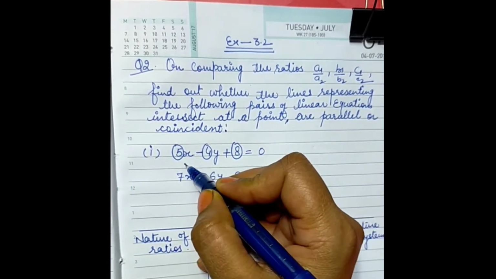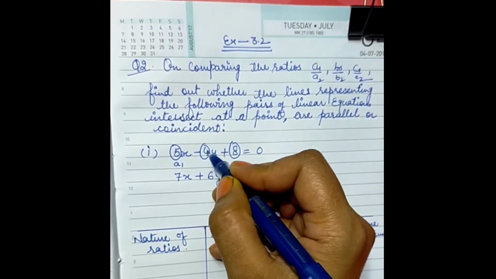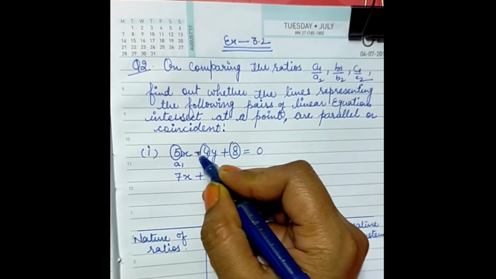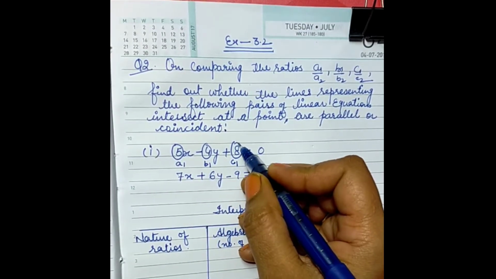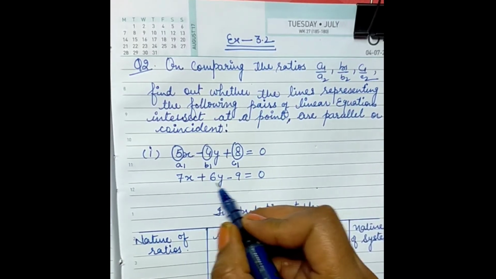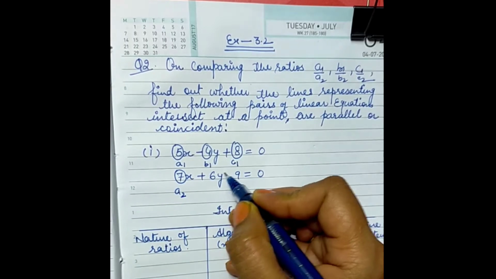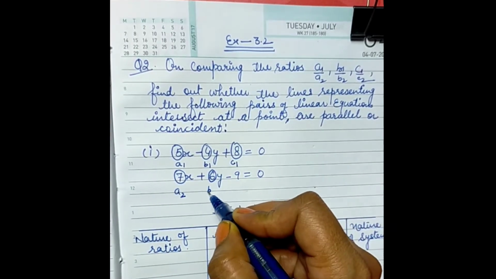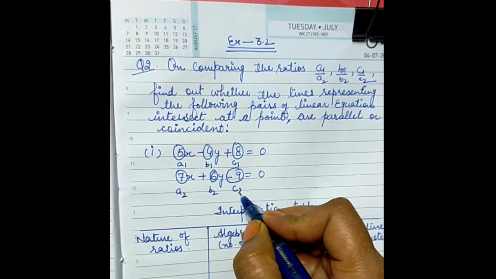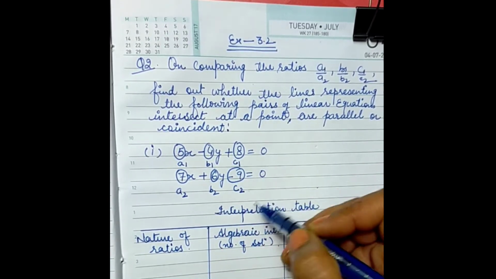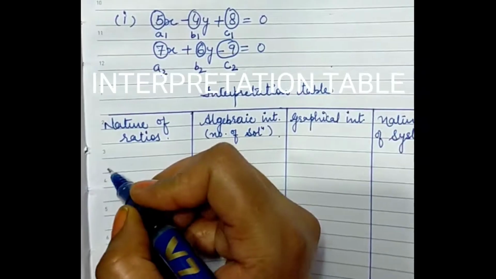The coefficient of x of the first line is a1, the coefficient of y is b1, we will take the sign as well, and the coefficient of the constant is c1. For equation 2, the coefficient of x is a2, the coefficient of y is b2 and the coefficient of the constant is c2. These are the coefficients which we are going to write in the form of ratios.